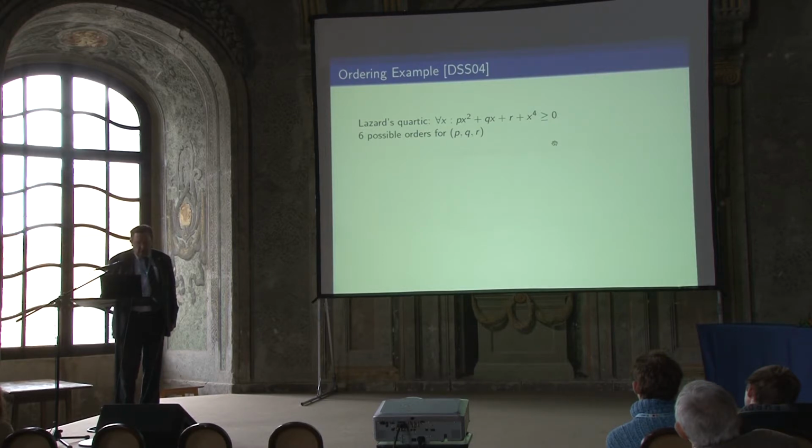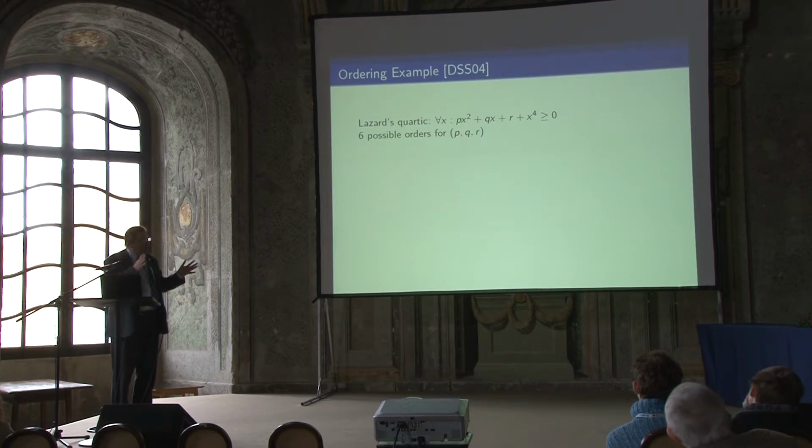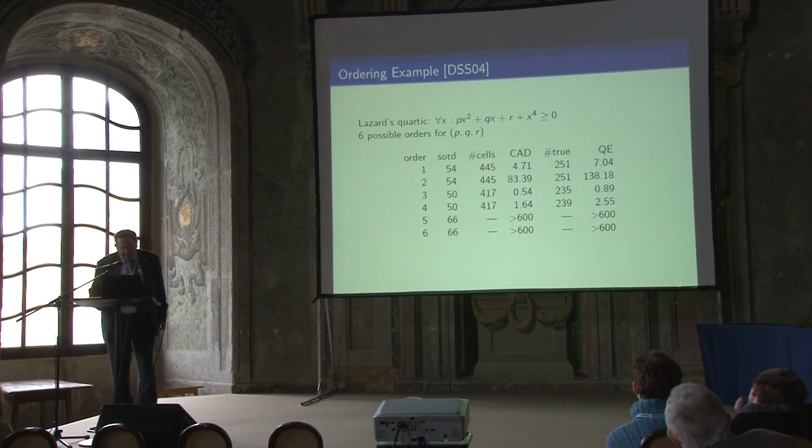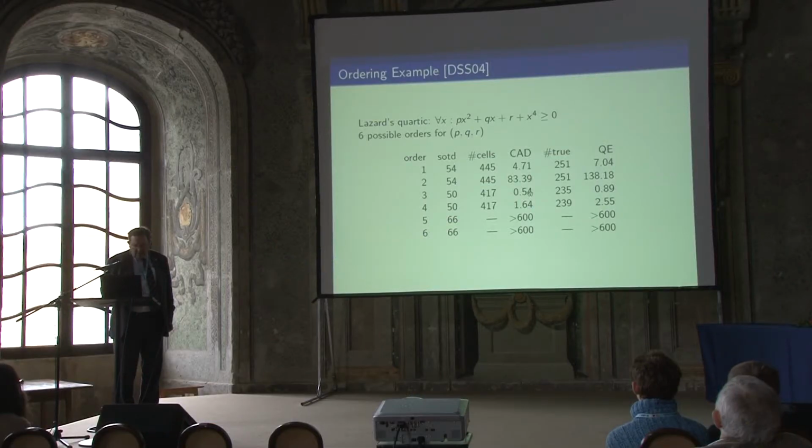Then there are 6 possible orderings for P, Q, and R, because those are 3 variables. I must eliminate x, but the others I can do in any order. And the SOTDs are 54, 50, or 66. If we take the 2 with SOTDs of 50, I said SOTD often ties. They actually produce a decomposition with 417 cells in half a second or 1.5 seconds.